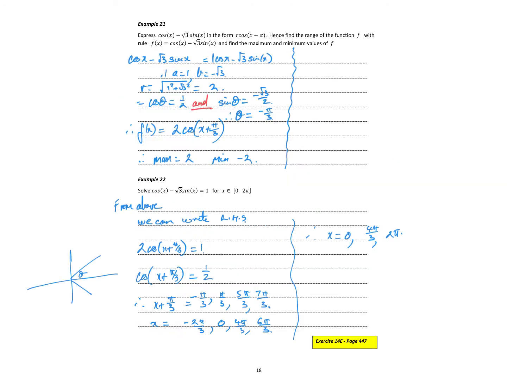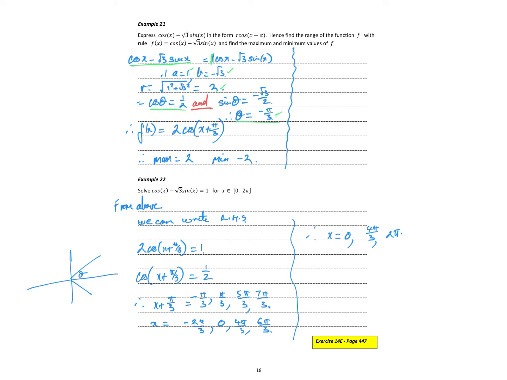So if I want to express cos x minus root 3 sine x in the form r cos(x minus alpha), and hence find the range of the function f with the rule. Okay, so there's my expression. So the a value is 1, the b value is negative root 3. R is equal to the square root of each of those squared, so r is equal to 2. So to work out the angle, I need to solve cos theta equal to a over r, which is 1 on 2, and sine theta equal to b over r, which is negative root 3 on 2. So the angle that satisfies both of those conditions is minus pi on 3.